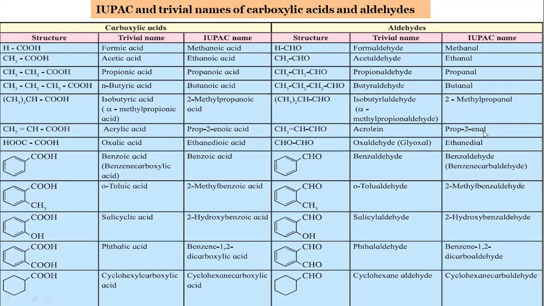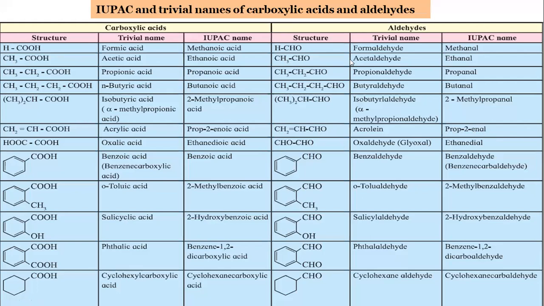And see, in case of aldehydes, what is the name of this aldehyde? It is prop-2-en-al. Means on the second carbon a double bond is there. Prop indicates 3 carbons, 2 indicates on the second position EN is there. EN means double bond. AL, why is this AL? Because the compound is an aldehyde. So the name is prop-2-en-al.